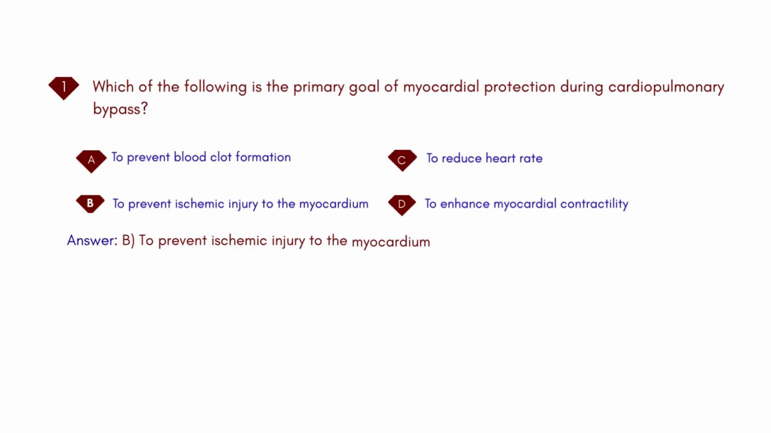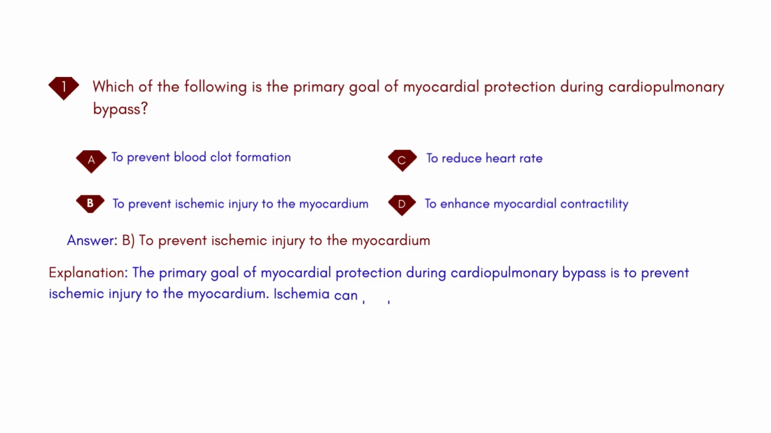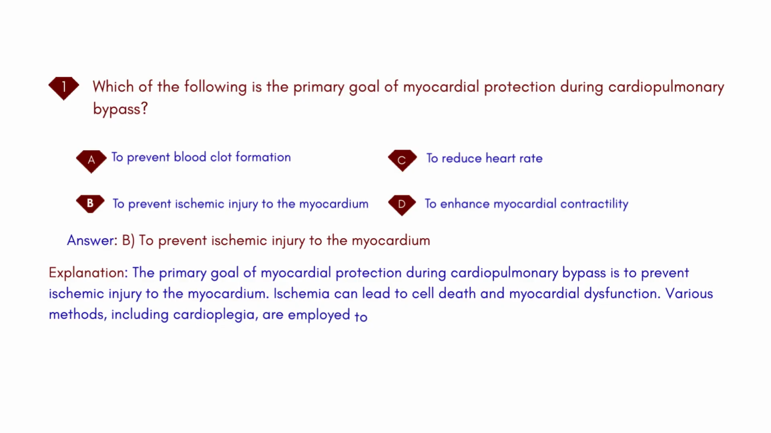Answer: B. To prevent ischemic injury to the myocardium. Explanation: the primary goal of myocardial protection during cardiopulmonary bypass is to prevent ischemic injury to the myocardium. Ischemia can lead to cell death and myocardial dysfunction. Various methods, including cardioplegia, are employed to protect the heart from damage during surgery.